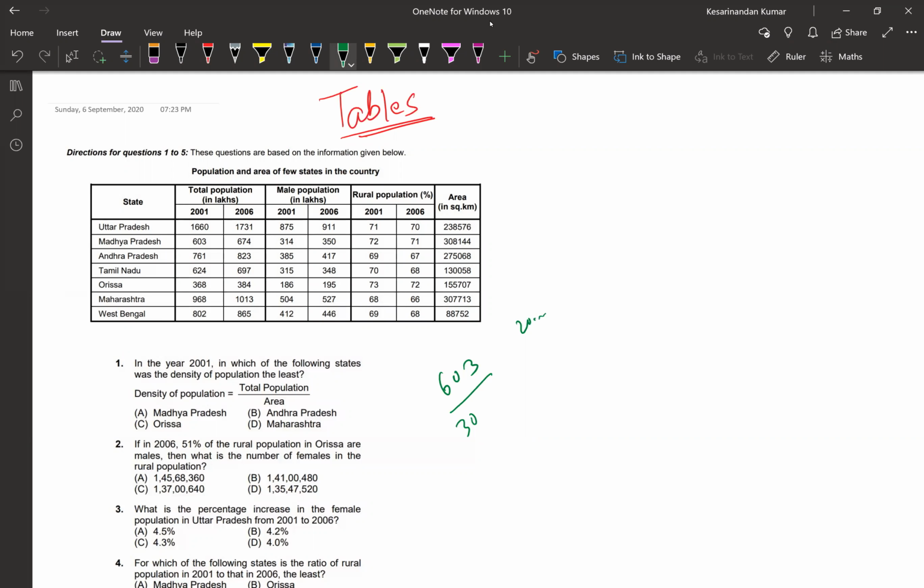Okay. For Andhra Pradesh, it would be. Will it be greater than 20 or less than 20? It will be something around 25. Yes, 76. Something around 25 something. Yes, because 27th is 81. Yeah, perfect. For Orissa, how much will it be? 36 by 15 it will be 2 point something. 20 point something. So will it be greater than 25 or less than 25? Less than 25.